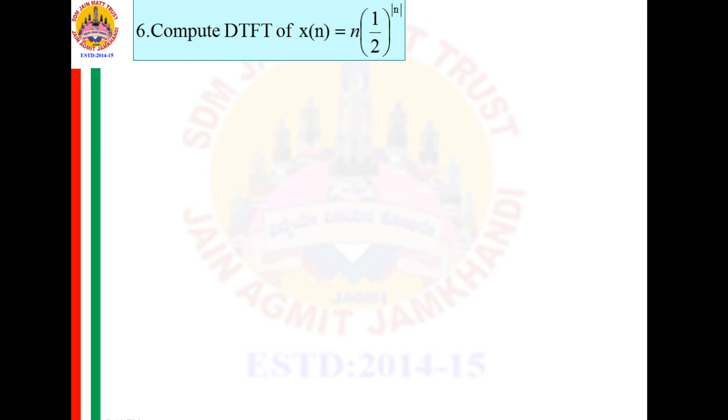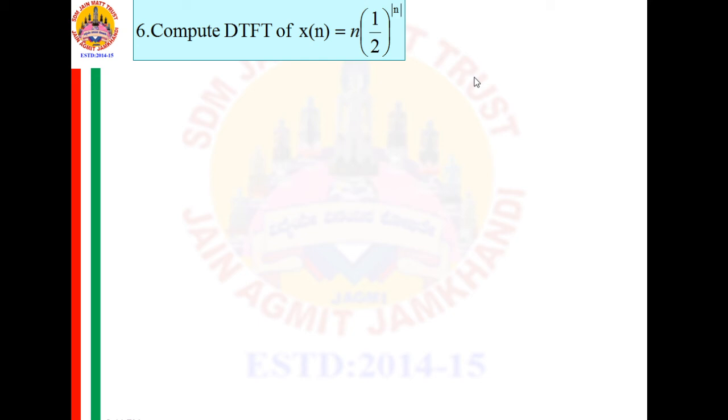Now this is the last example which I have considered here. So x[n] equals n times (1/2)^|n|, and we are interested in finding the DTFT of this. Now the meaning of (1/2)^|n| is that x[n] will be equal to n times (1/2)^(-n) for n less than 0, and equal to n times (1/2)^n for n greater than or equal to 0.